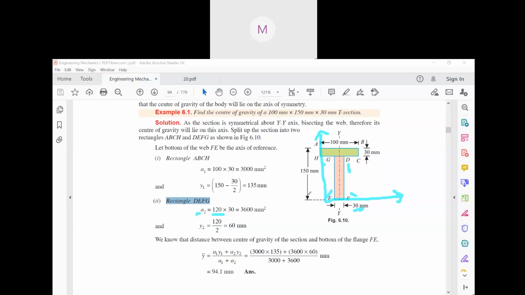Can anyone say? 150 minus 30. Very good. So this is 30. This is gone, so this part is remaining. This part will obviously be 120, right? So now if you have to find out this one, how will you find out? Now we have to consider only the y direction. So in the y direction, this whole part is 120. So how will the y2 be? What will be the position of y2?